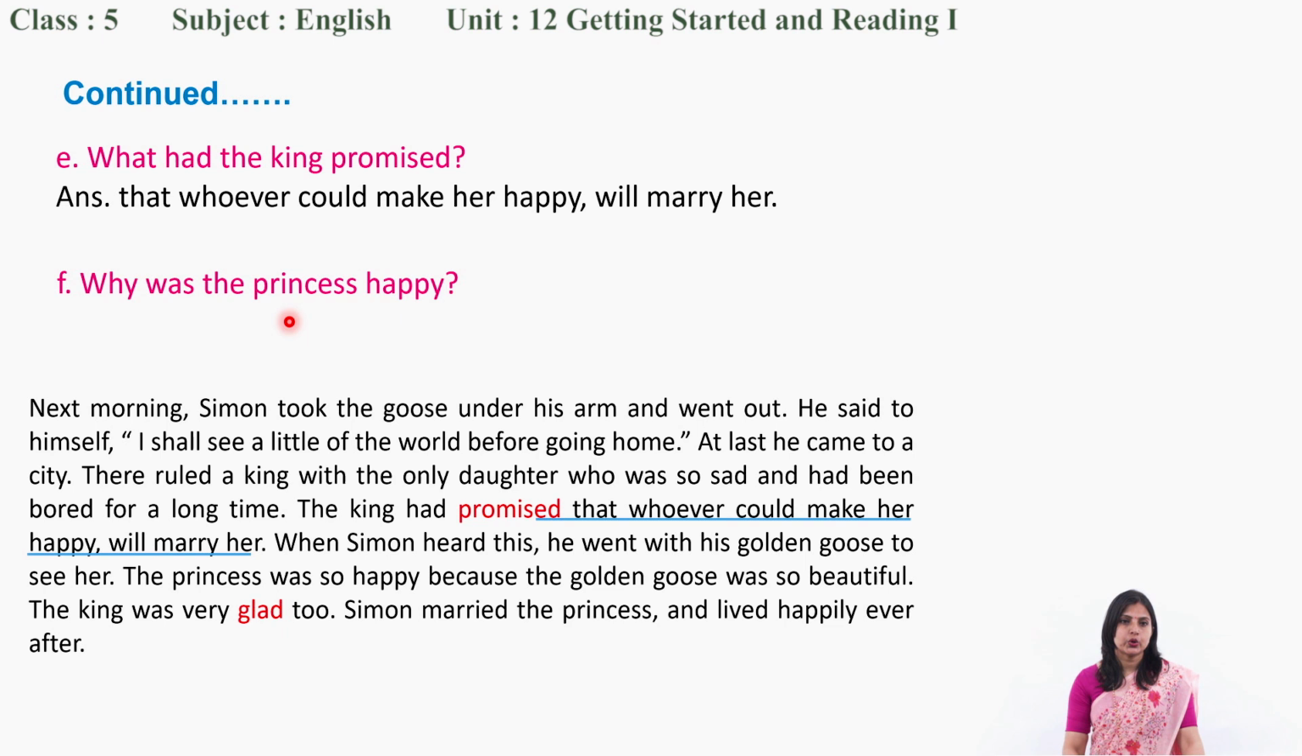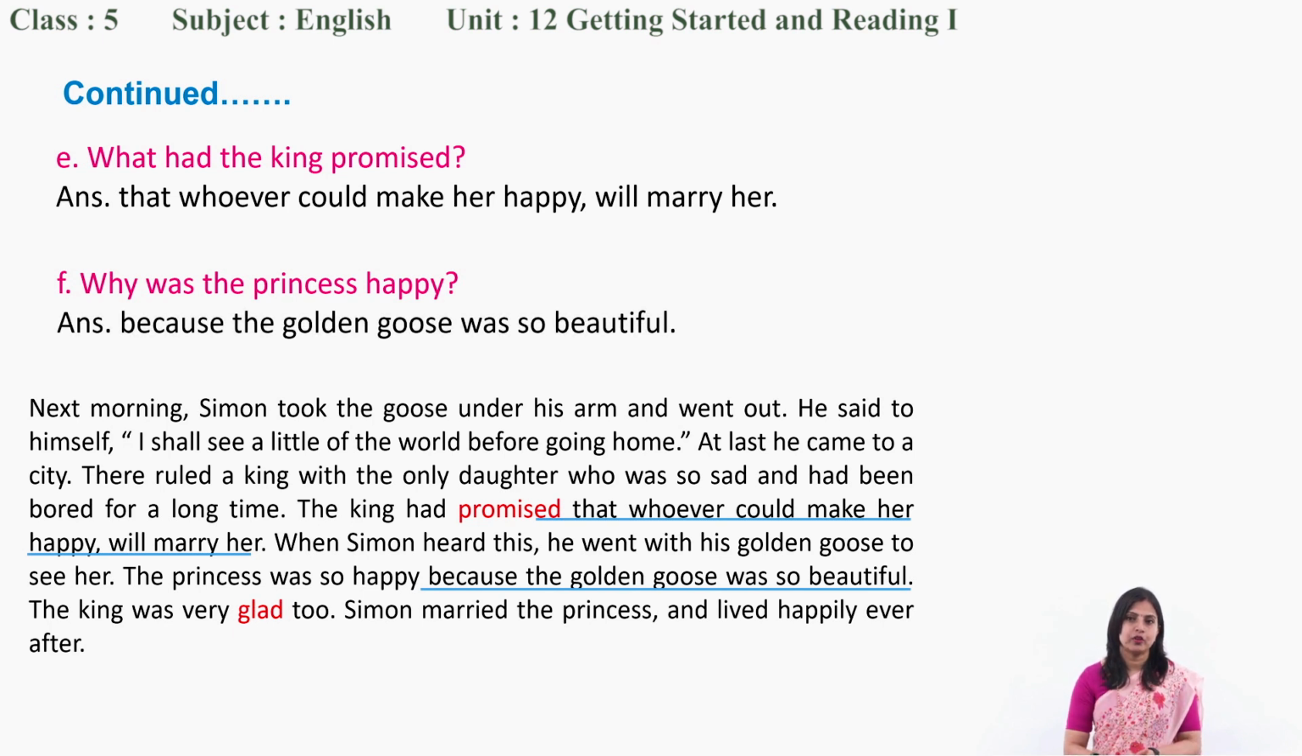Okay. The next question is, why was the princess happy? Why do you think the princess was happy? Yes, very good. Because the golden goose was so beautiful. Yes, Simon carried that golden goose. She saw the goose and she was very happy because the goose was so beautiful. Okay, well, that's all about the question answer, and we have done all the exercises of reading 1.